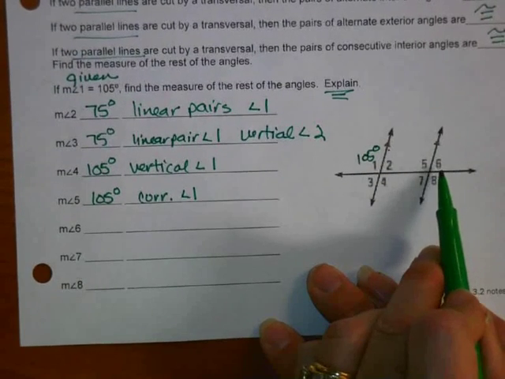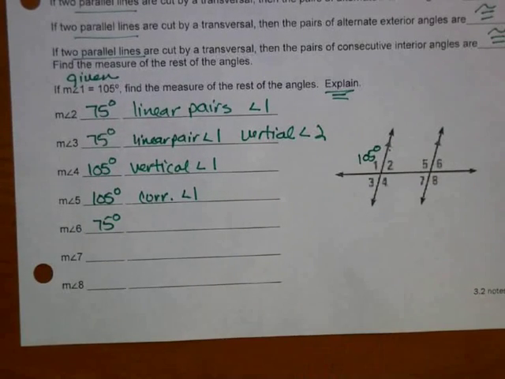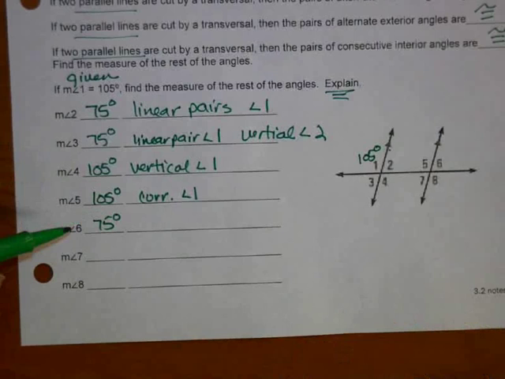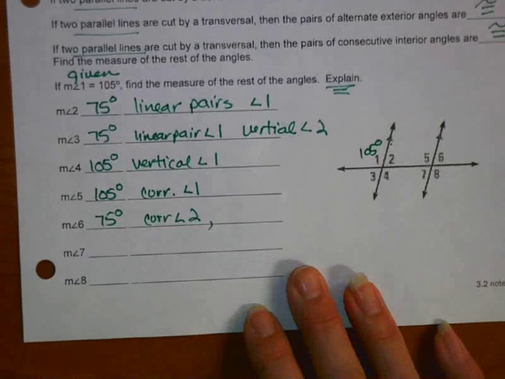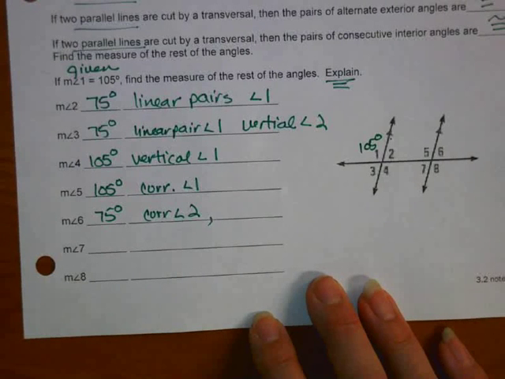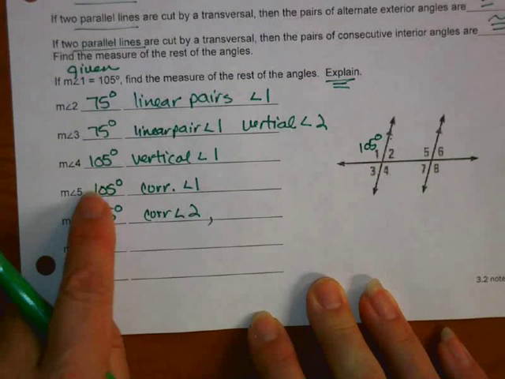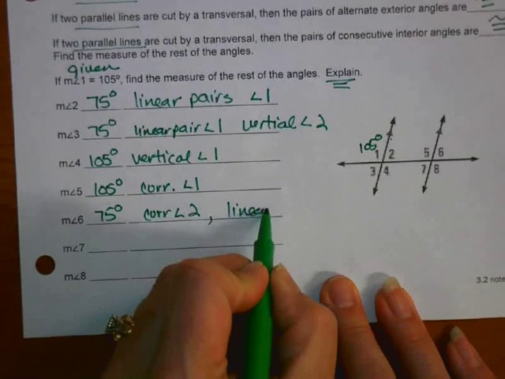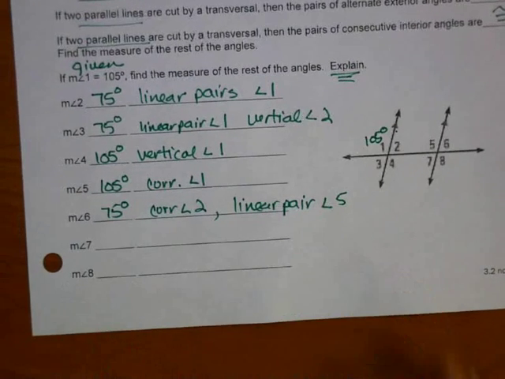75. Now, I can't really relate that to angle 1, but I can relate it to what we've already proved here. So I would say that it's a couple of things. You could say it's corresponding with angle 2. Or you could say it's a linear pair with what? Angle 5, because we just proved angle 5 here. So it's just being safe and writing everything that you possibly can because you never know what you're going to need to use.